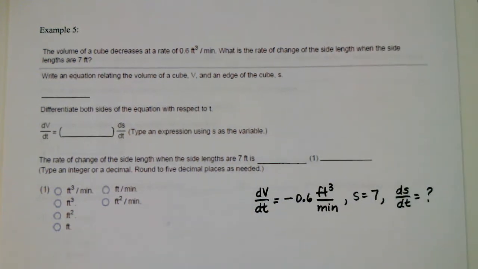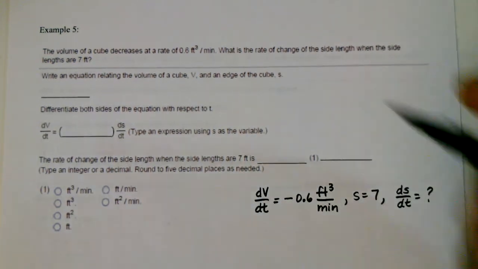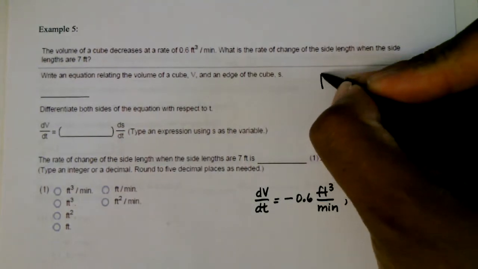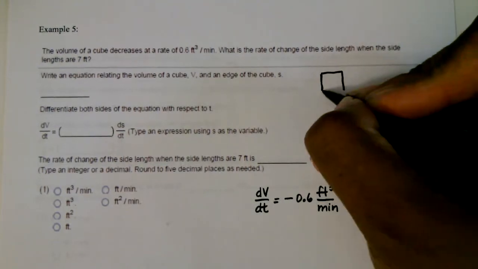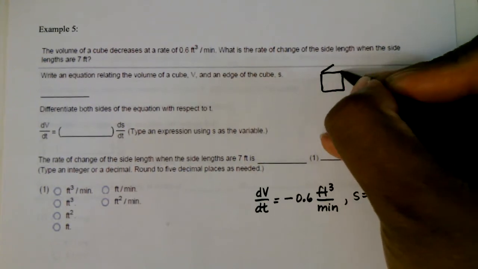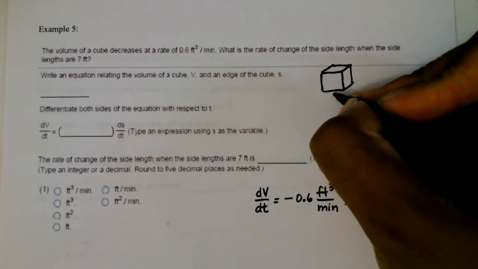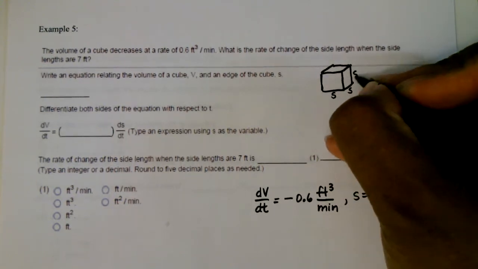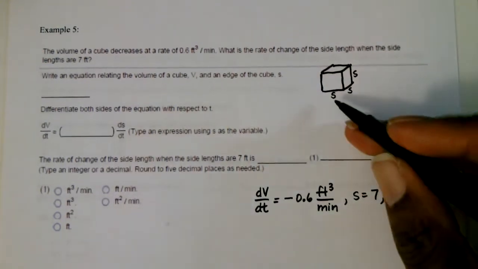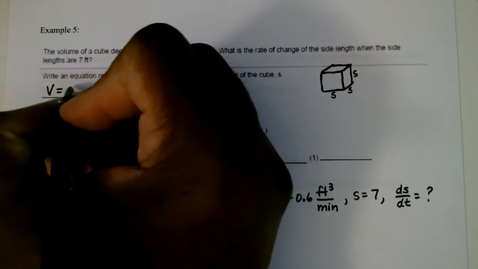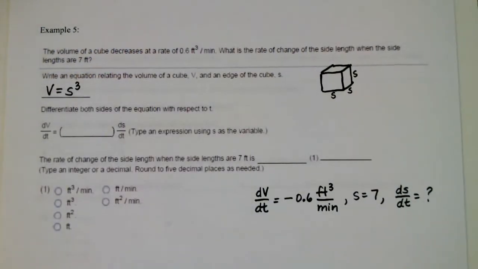Now, we first got to write an equation relating the volume of the cube and an edge of the cube, which is s. And of course, we can draw the cube, if you remember, as this was done in one of the previous examples. Length, width, and height are the same. So this will be s times s times s, which is s cubed. So the volume would be equal to s cubed. And that's written in terms of s.